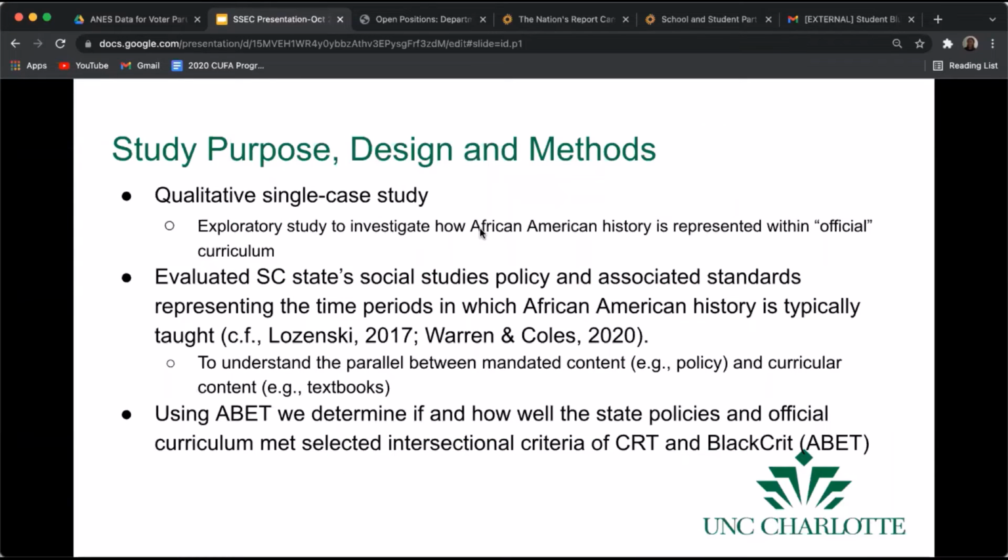So within our study, we did a qualitative single case study, and it was an exploratory study on African-American history as is represented within the official curriculum. So I'm going to give a quick outline of our study.